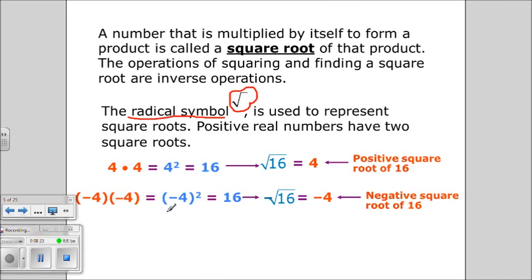Of course, as you see, negative times negative equals positive. We have already covered that before in algebra. So negative 4 times negative 4 equals positive 16. And of course, the square root of 16 equals 4. But the negative square root of 16 equals negative 4. And negative 4 in this case is the negative square root of 16.